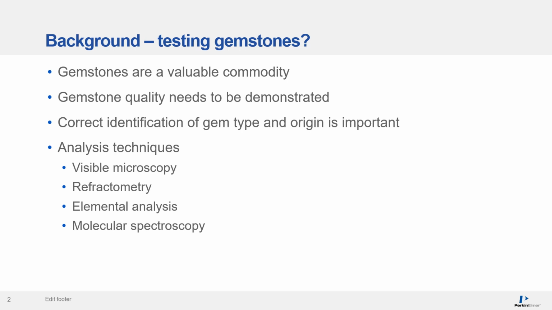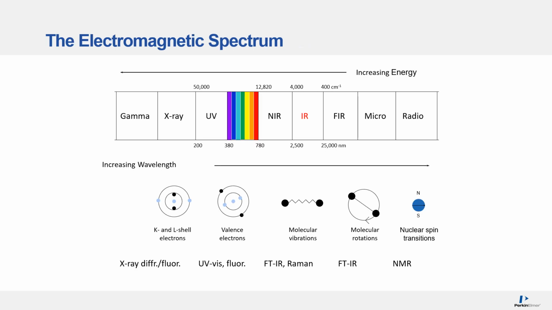However, there are a more technical range of instruments that can provide additional confirmatory information. These include elemental analysis, which will inform the gemologist which chemical elements are present, and molecular spectroscopy, which can be used as a chemical identification technique. In this presentation, I would like to talk about molecular spectroscopic techniques for gemstone analysis.